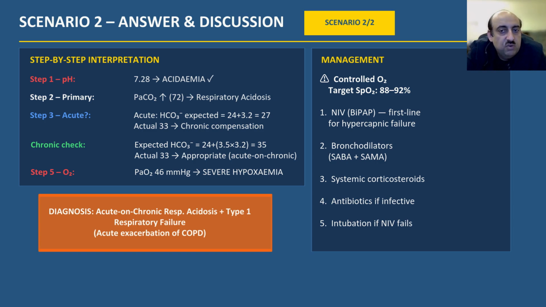So titrated controlled oxygen with target sats of 88 to 92%, although it's controversial with current evidence. However, let's stick to the basic gold standard evidence at the moment. Non-invasive ventilation, assisted ventilation for hypercapnic failure would be appropriate in this case. Bronchodilators, so short-acting beta agonist and muscarinic antagonist will be helpful. Salbutamol, ipratropium. Systemic corticosteroids, IV or oral, although oral is equally good as long as the patient is not vomiting and does not have any absorption problems.